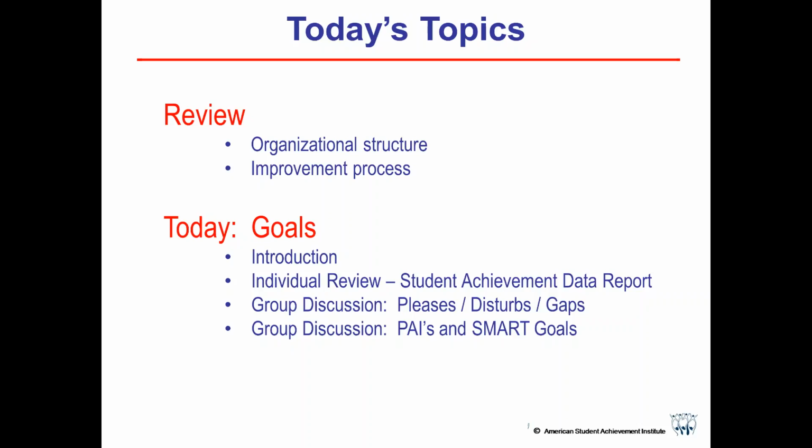We'll start out with an individual review of your student achievement data report, and then we'll look at having some group discussions. The first discussion will be about what pleases you, what disturbs you in your own student achievement data, and then also what gaps you see between different student groups. And then the last discussion will be, after you've had that general discussion, then we'll say, okay, now let's define what are our PAIs and our SMART goals. And today we'll define what PAIs and SMART goals are and teach you how to write them and how to document them in our system.